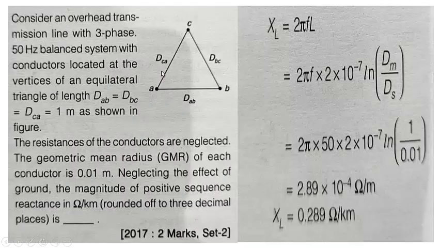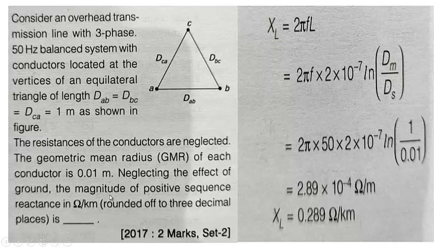The next question is regarding the inductance of the line. We have a transmission line whose configuration is given like this, and the system has a frequency of 50 Hertz. DAB is equal to DBC, DCA, that is an equilateral triangle, equal to 1 meter as shown in this figure. The resistance of the conductors is neglected, we don't have to calculate the resistance. The GMR of each conductor is given to be 0.01 meter. Neglecting the effect of ground, find the magnitude of the positive sequence reactance. That means the general reactance we have already done in the class. It is also given that you have to round it off to 3 decimal places. This is also a 2017 GATE question of 2 marks.